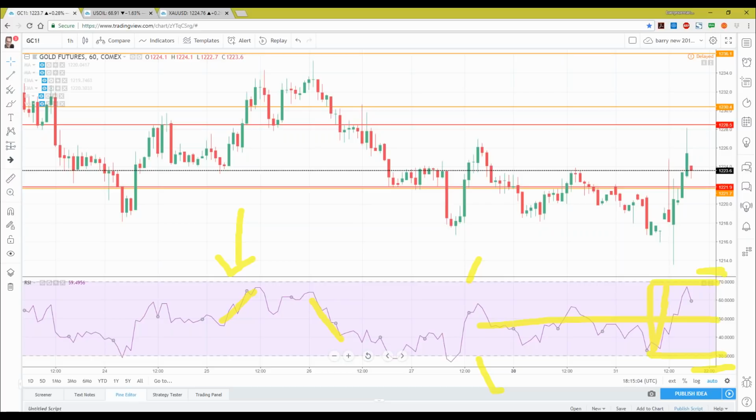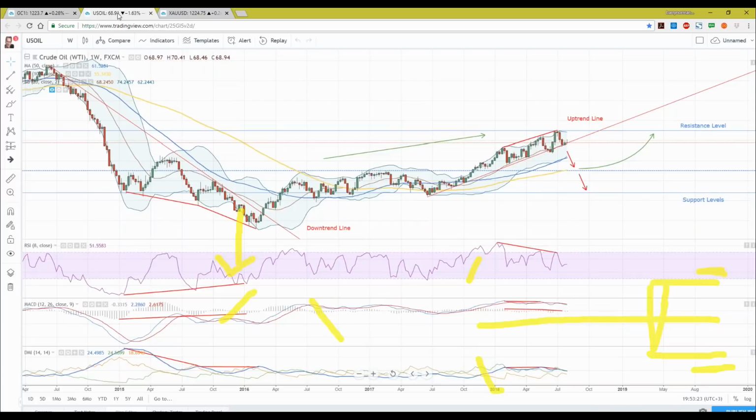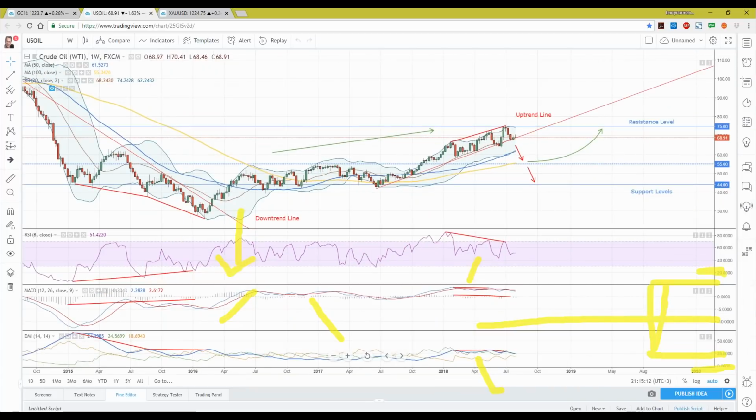Now, in the handout I gave you, all of this is explained there also. You can see on my chart here on oil, where we've combined RSI, MACD, and DMI. These are 3 non-competitive indicators. They all 3 give us different information.